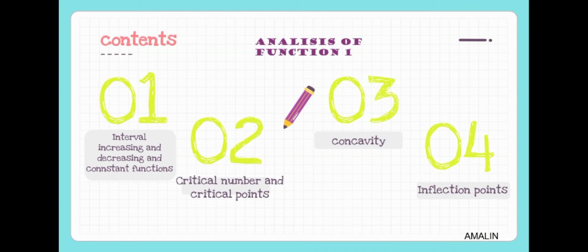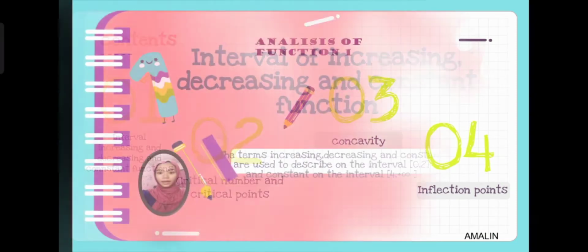Contents of analysis of function 1. One, interval of increasing, decreasing and constant function. Two, critical number and critical point. Three, concavity. And four, inflection points.